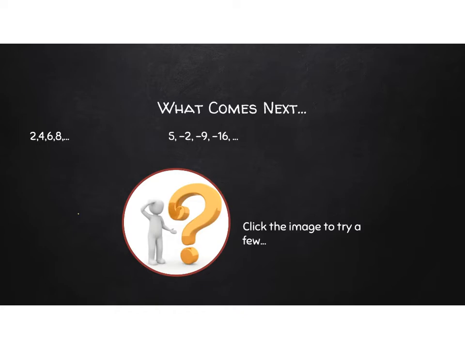2, 4, 6, 8. Let me think. That'll be 10, 12, 14. So we're going to add 2 every time. How about the next one? 5, -2, -9, -16. So it's going down by 7s. So if we go down 7, -23, -30, etc.